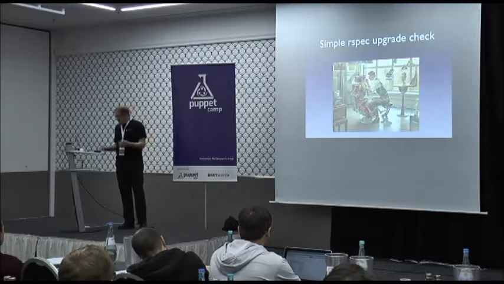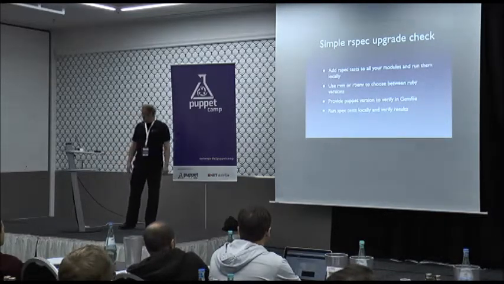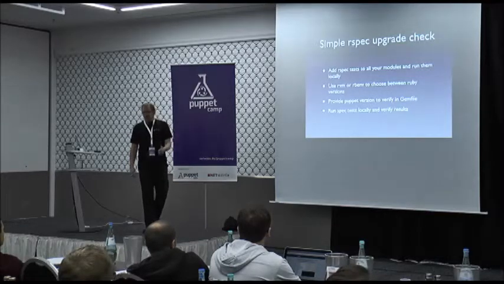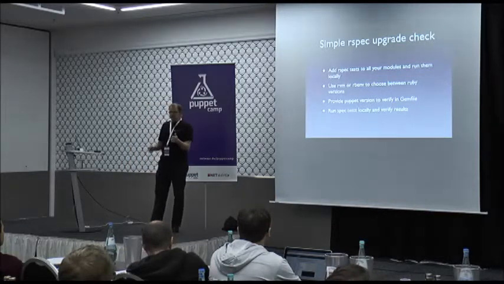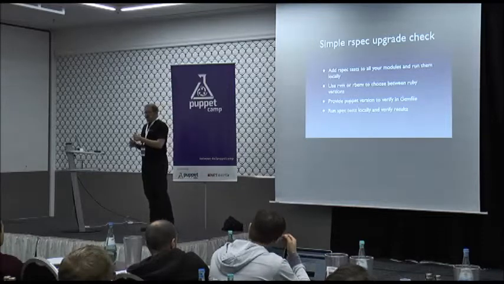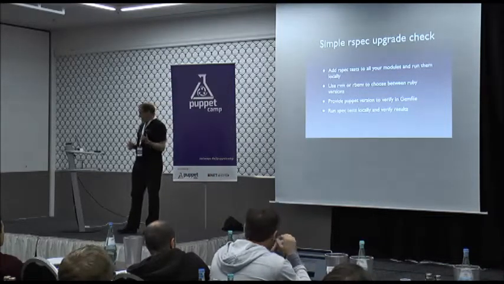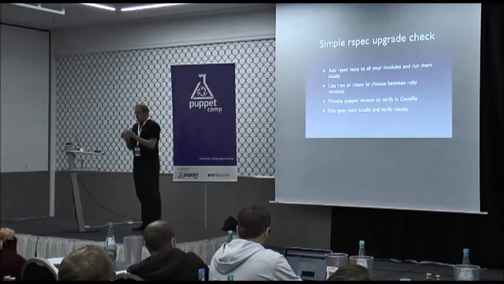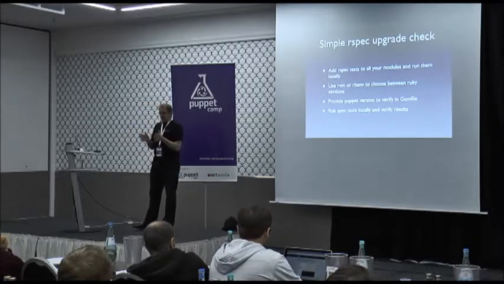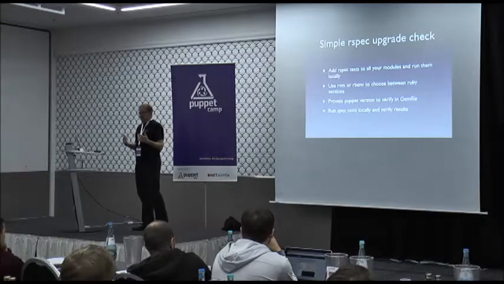So the most simple RSpec upgrade check you can do is first adding RSpec tests to your modules. Now maybe you want to check with different Ruby versions. In this case, either use RVM or rbenv. They don't mess with your system Ruby installation. They put it into your home directory.